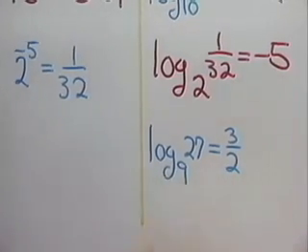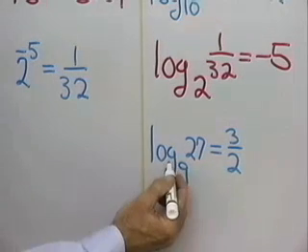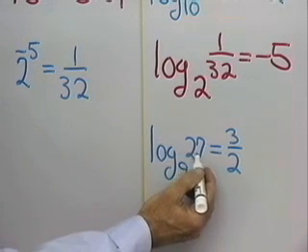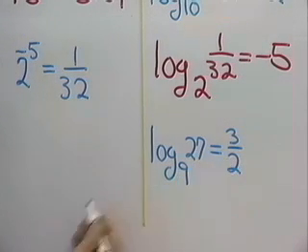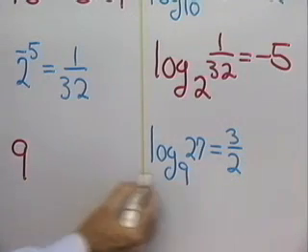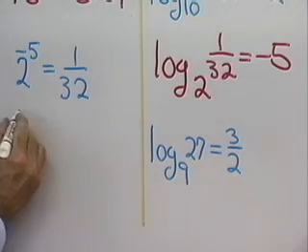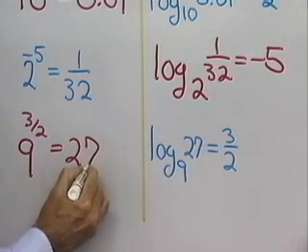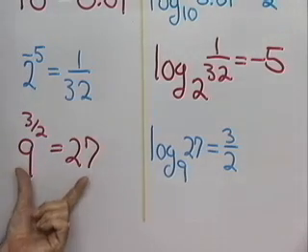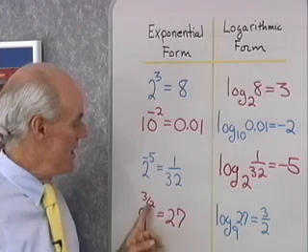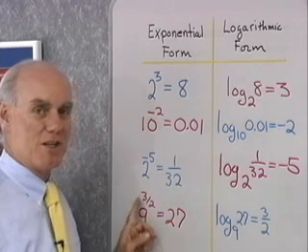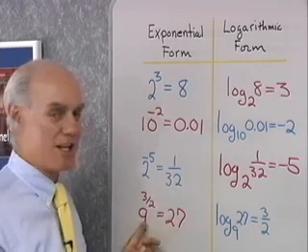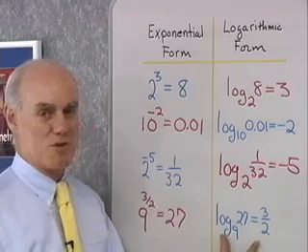Next, I have this expression in logarithmic form. Logarithm to the base 9 of 27 is 3 halves. Let's check that out. 9, that's the base, raised to this exponent, 3 halves, is equal to 27. Now, is that a true statement? 9 to the 3 halves equals 27. The square root of 9 is 3, to the third power is 27, so that's a true statement. That's also a true statement.